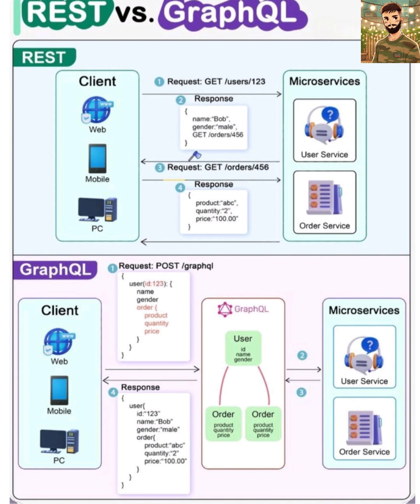The chef's helper, the GraphQL server. The GraphQL server is like a super efficient waiter, grabbing the ingredients from different kitchens, microservices, and bringing you your custom order. Visual breakdown in food terms. Customers, clients: web, mobile, PC, they're all hungry customers. Kitchens, microservices: user service and order service are like different kitchens specializing in different dishes. REST buffet row: 2 trips to the buffet, 2 plates, maybe too much food. GraphQL a la carte row: 1 order, 1 perfect plate.